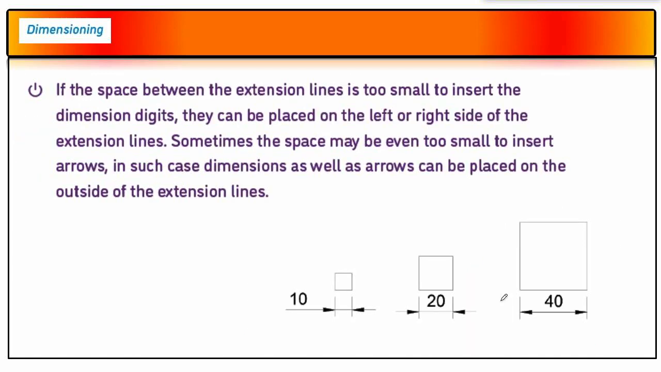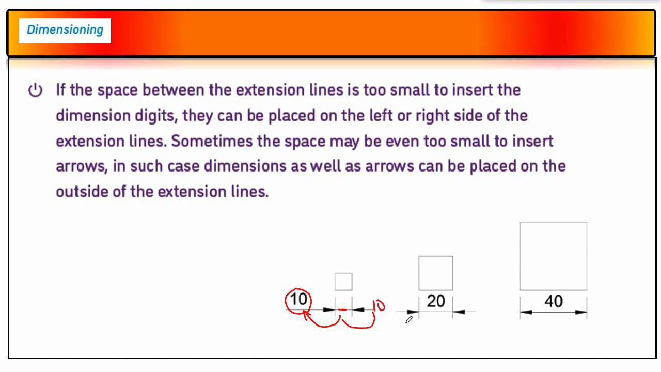Moving on. If the space between the extension lines is too small, as you can see here, the dimension digits can be placed on either the left side or the right side. This number 10 here was not able to be placed inside the gap, so therefore it's been pushed outside, either on the left, or you can even write it on the right.